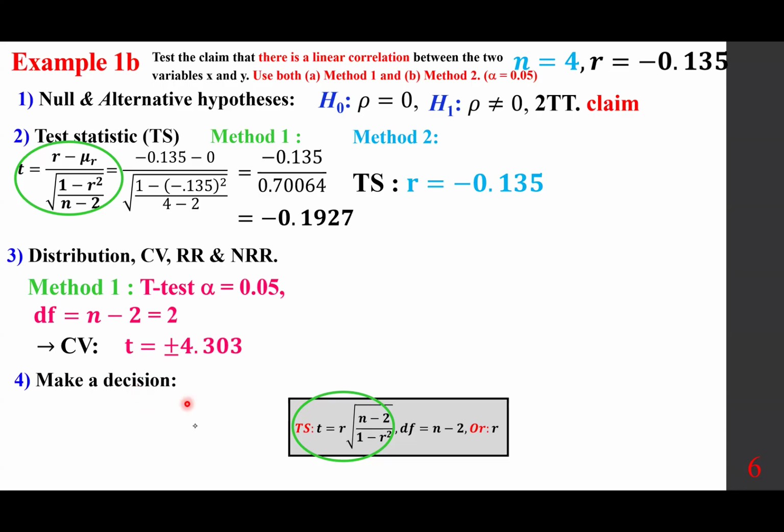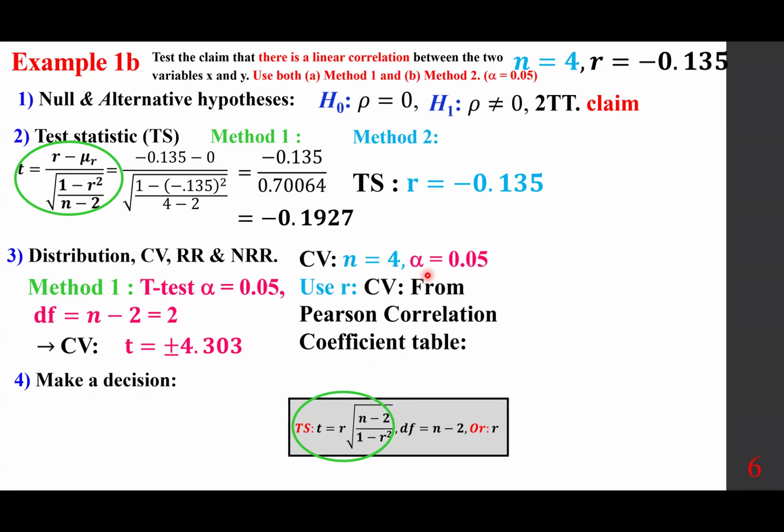Of course, we have decision making. For this method, it comes from a table. When n is 4 and alpha is 0.05, use R, the critical value from the Pearson correlation coefficient table. Again, I will show you that one. And that gives us plus minus 0.950.